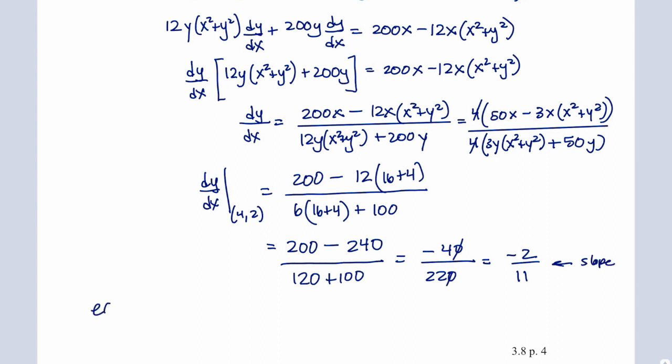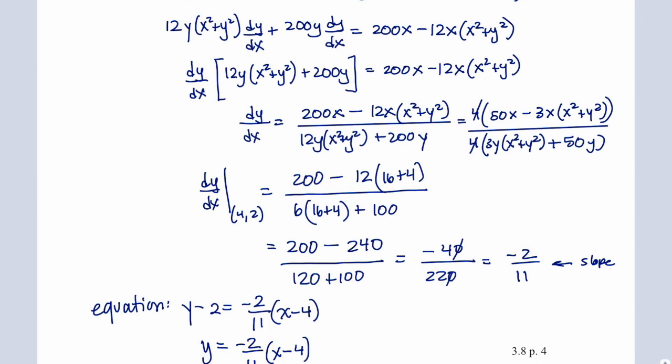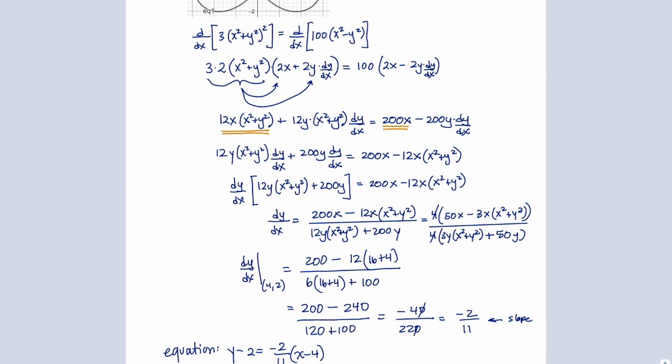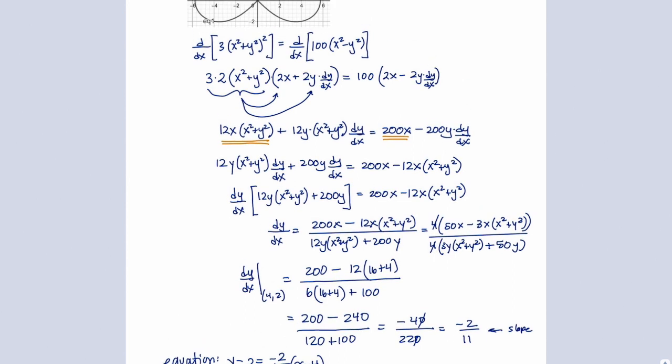And the equation then of my tangent line, I would have y minus 2, the y coordinate, equals the slope times the group x minus 4, which is the same thing as y equals negative 2/11 times the group x minus 4 plus 2. So last thing to do here, let's just take a look at GeoGebra and make sure that everything looks right.